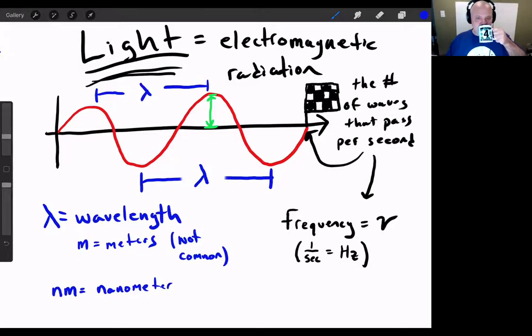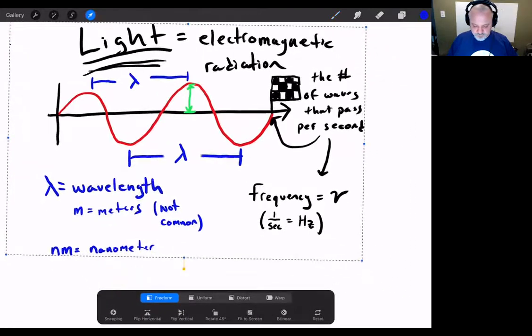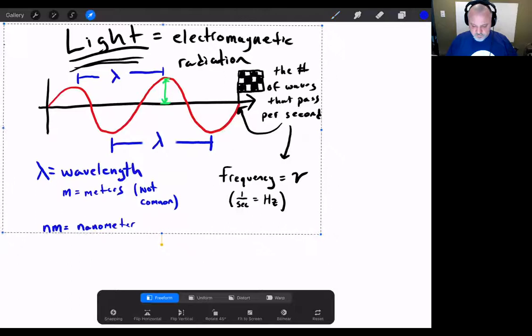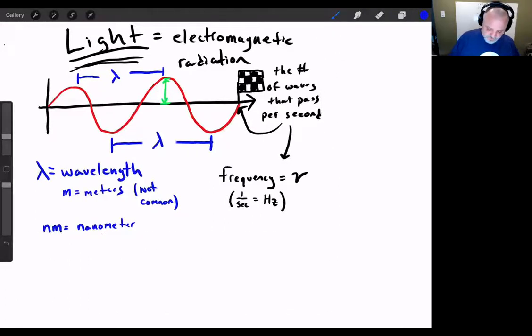All right, so the quantities of light that we have to think about are wavelength and frequency. And there's a relationship between them. Nu equals c over lambda. And so we know what these symbols mean. This is wavelength. This is frequency.